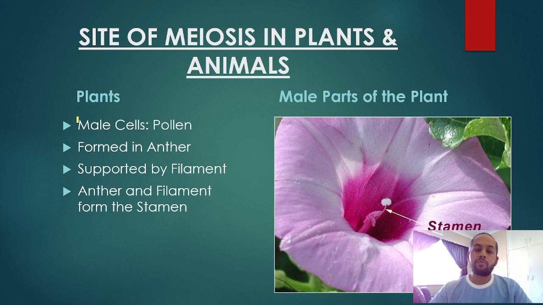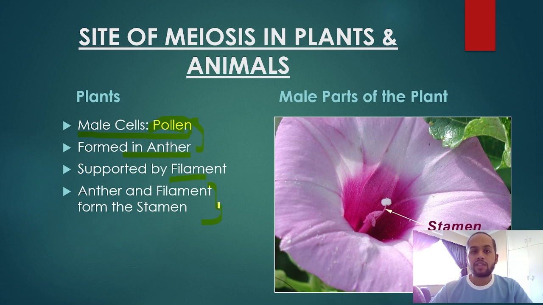So if we have a look at plants, very similar to how you learned in grade 11, your male cells are going to be referred to as the pollen grains. And inside the pollen grains, that's normally where you have your male gametes or your male sex cells. It's formed in the anther because the anther is what produces the pollen. Supported by the filament, the anther and the filament together form the stamen. So just a reminder, the male reproductive structure found inside the plant is referred to as the stamen.